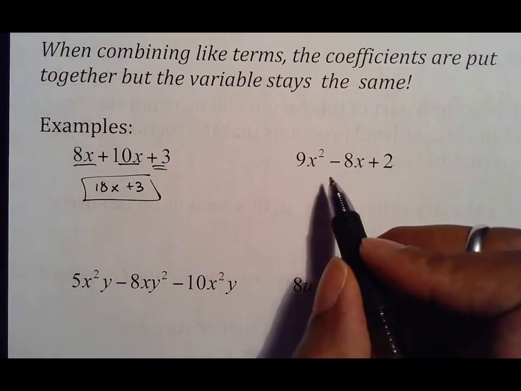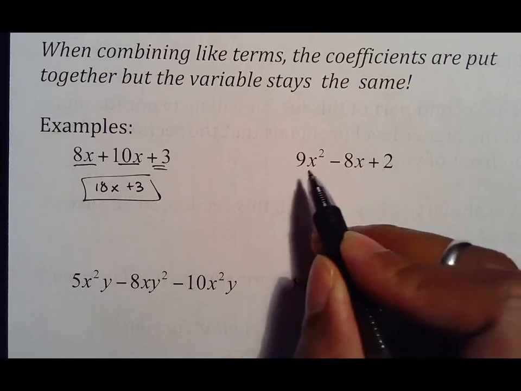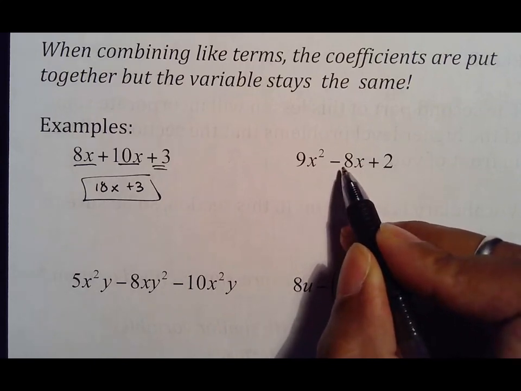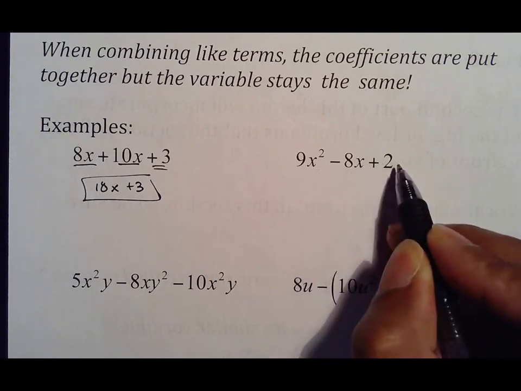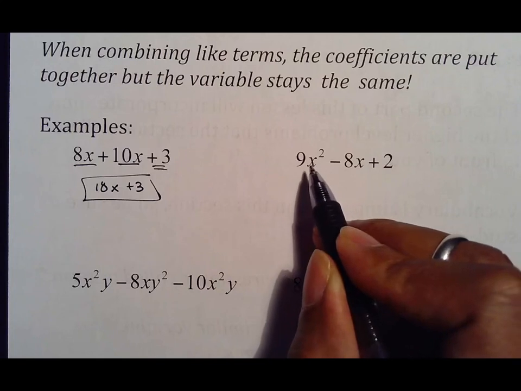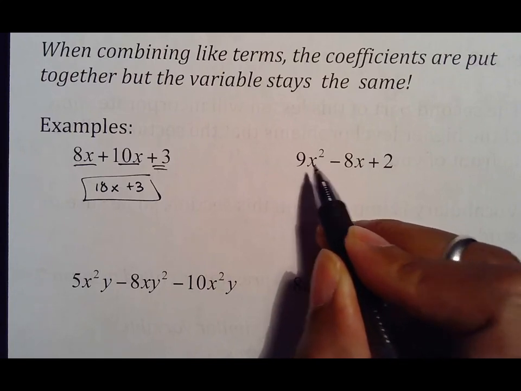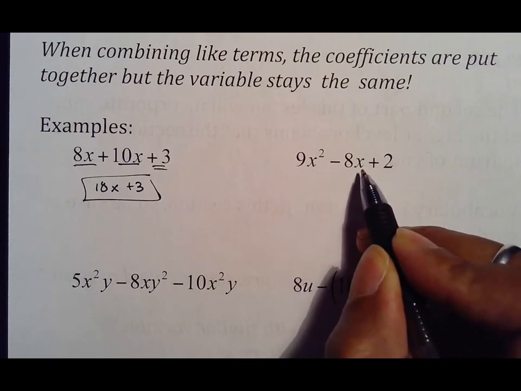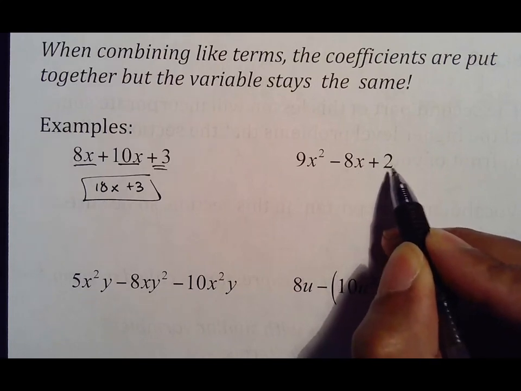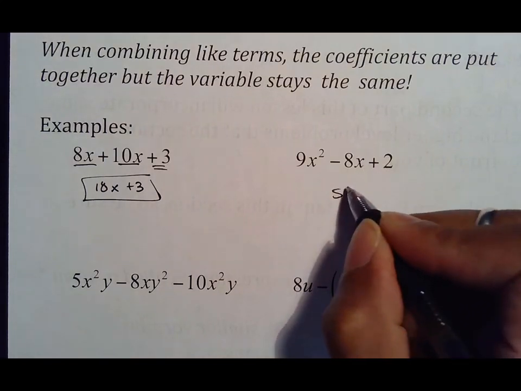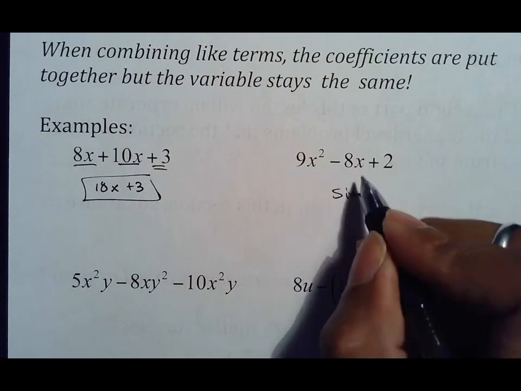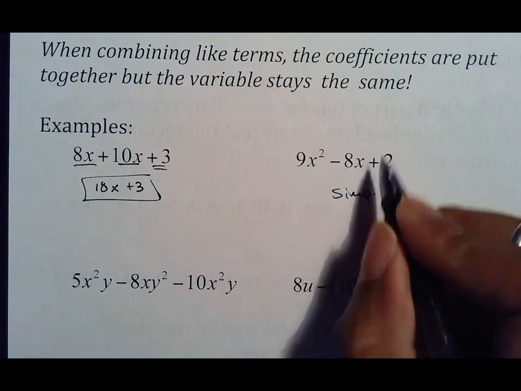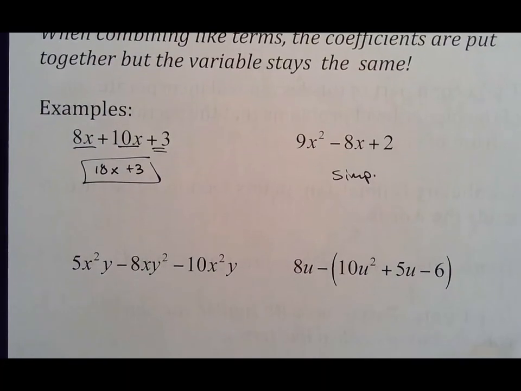On the next one, there are three terms. 9x squared is a term, negative 8x is a term, and 2 is a term. There are no like terms because the only like term for 9x squared would have to have an x squared. The only like term for negative 8x would have to have an x, and this would have to be a constant. This is simplified. Now I will tell you that you will hardly ever run into a problem in your work from me that says simplified, but I need to show it to you so you're aware that it exists.